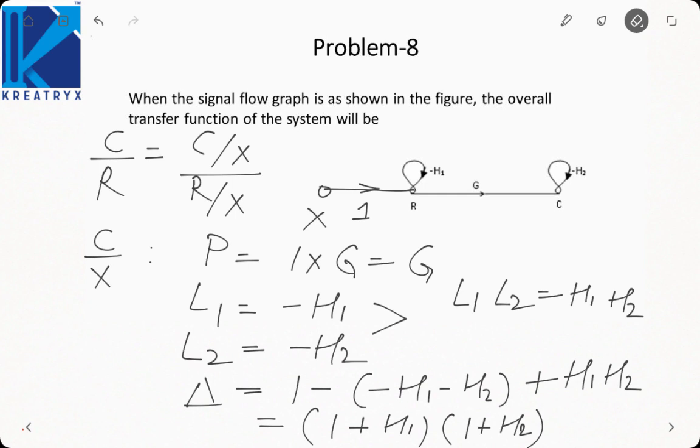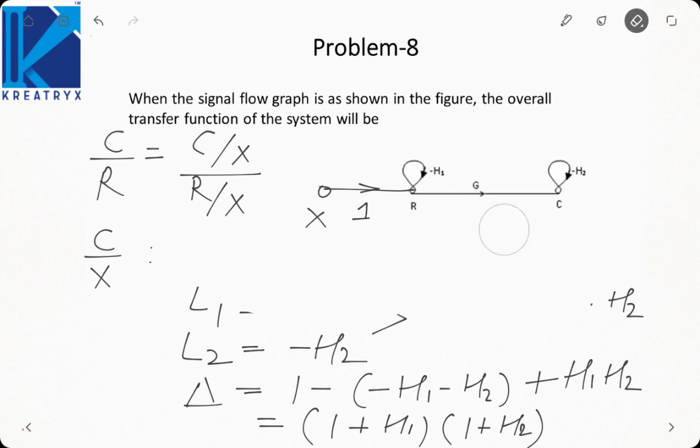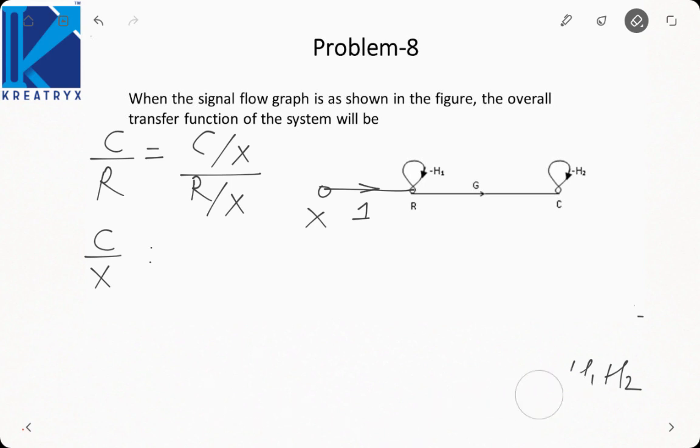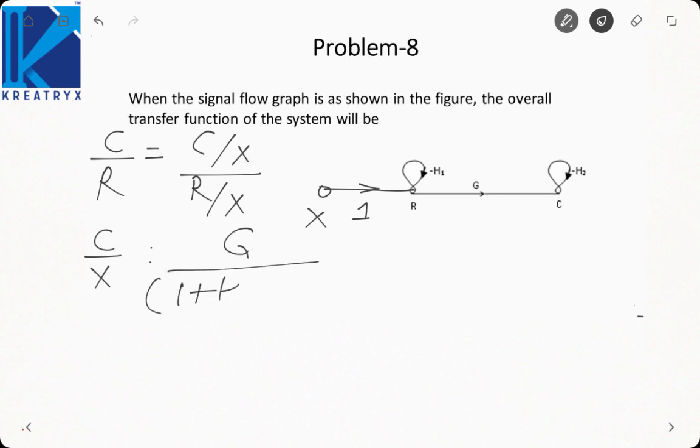Now this forward path is touching all the loops, so if we combine C by X, first of all delta 1 would be 1 because it is touching all the loops. So if we remove all the loops from this delta, only 1 would remain. So whenever any path is touching all the loops, try to memorize that the delta 1 would be 1 only. So C by X would be G upon 1 plus H1 1 plus H2. Now let us try to find R by X. The forward path here is only 1.